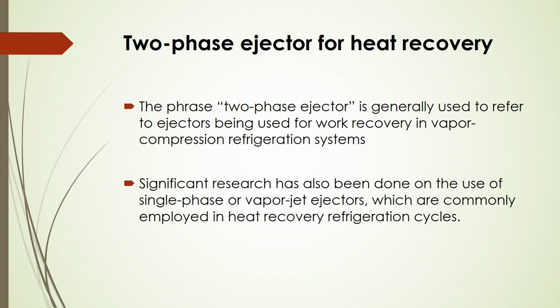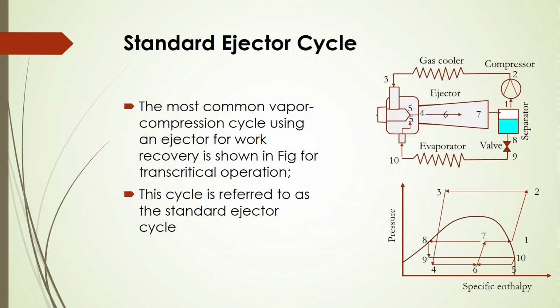In that case, significant research has been done on the use of single phase or vapor jet ejector systems, which are commonly employed in heat recovery refrigeration cycles. And what is that standard ejector cycle? In this case, the most common vapor compression cycle that uses the ejector for work recovery is shown in the figure for the transcritical operation, and this cycle is referred to as the standard ejector cycle.